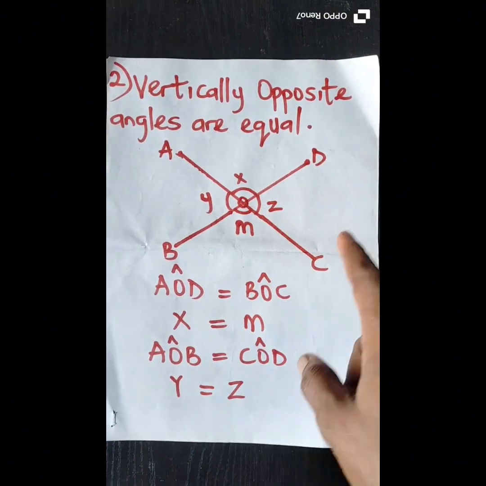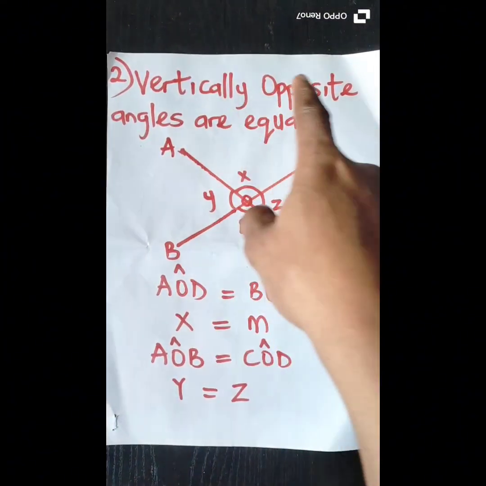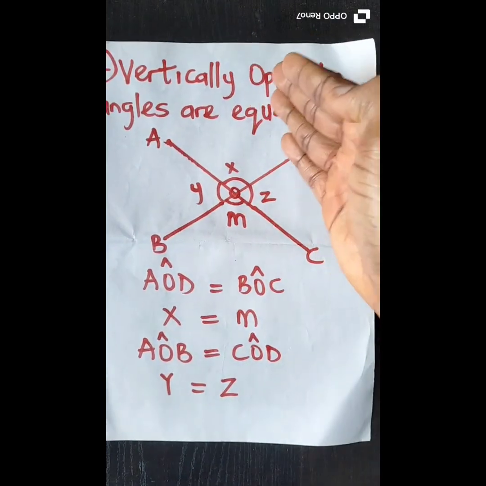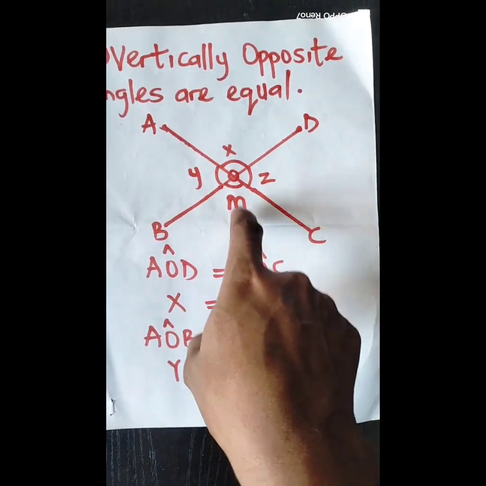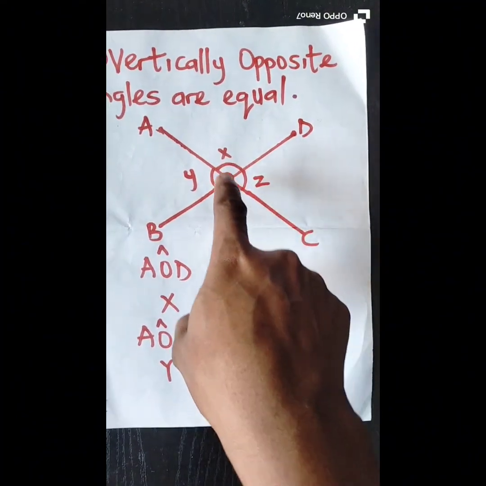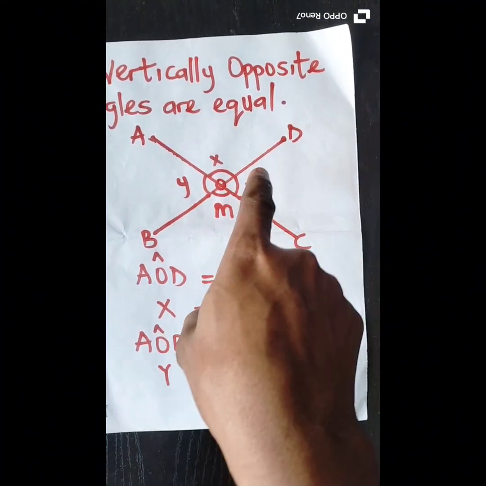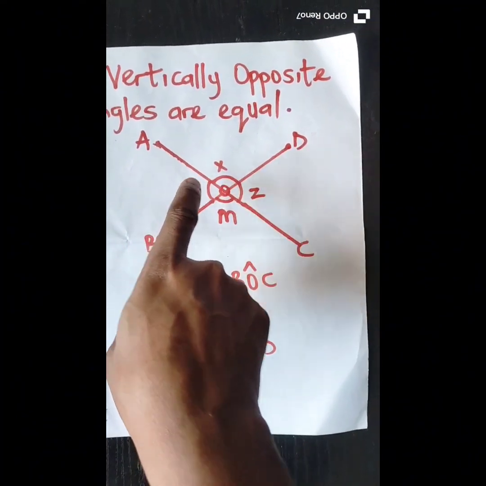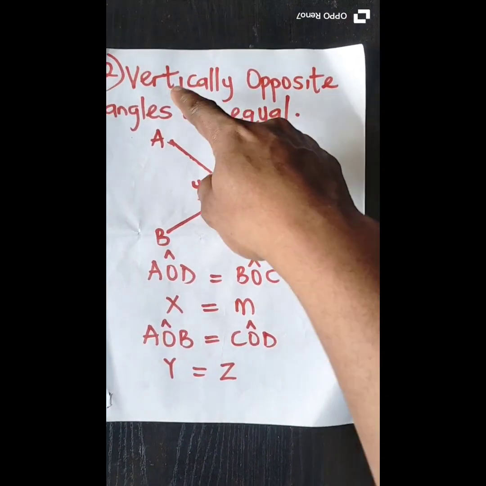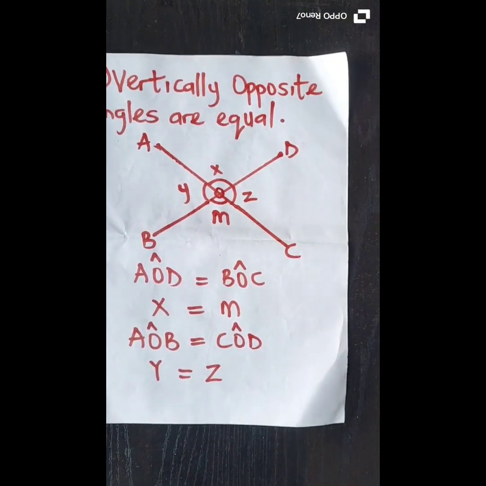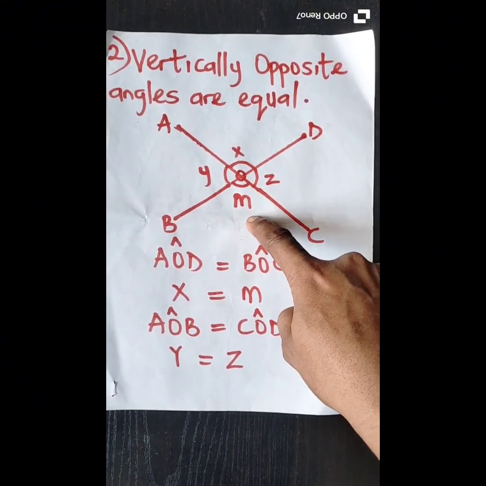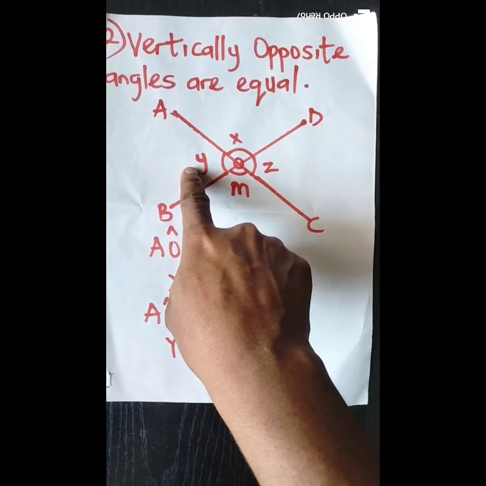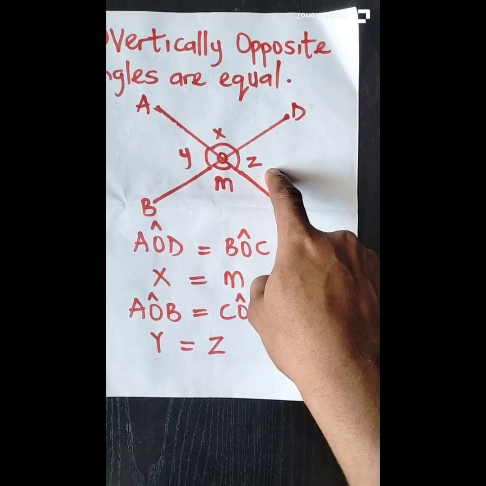Now when two straight lines intersect, we have vertically opposite angles, which are this and this, angles that are opposite to each other. This angle is opposite to this angle, and this angle is opposite to this angle. They say that vertically opposite angles are equal. That means, in a nutshell, X is equal to M and Y is equal to Z.